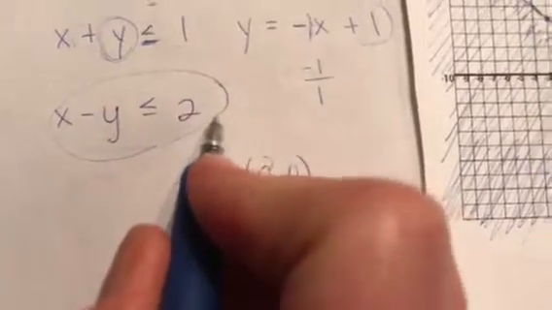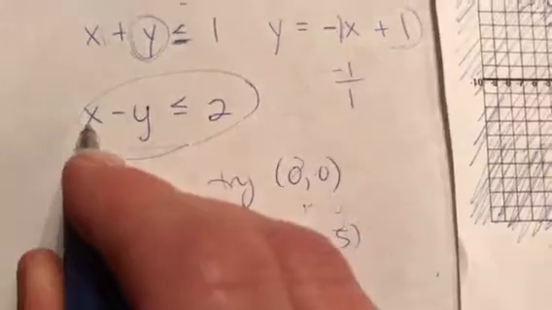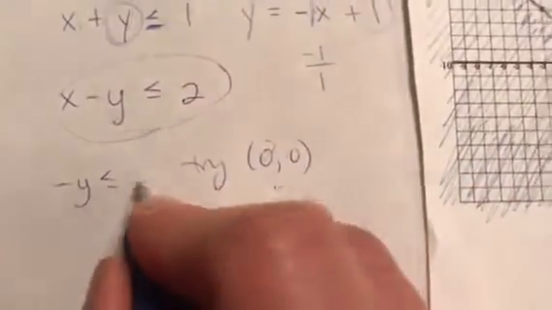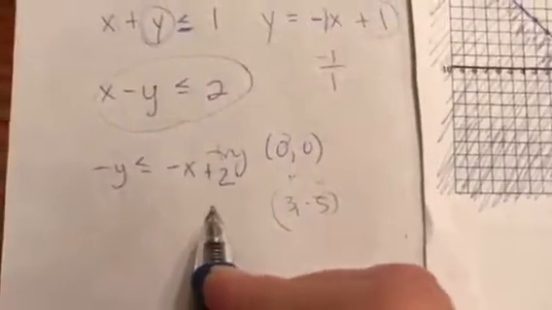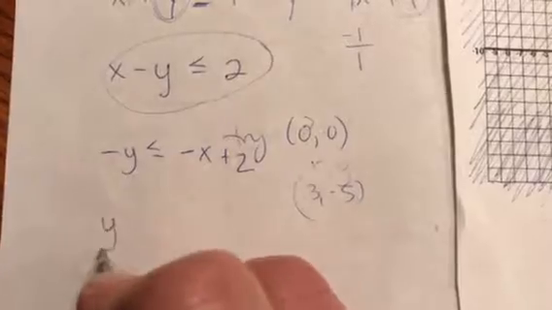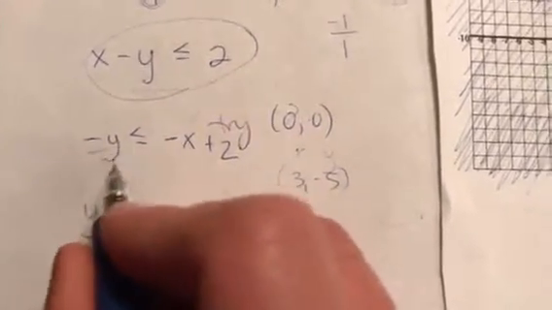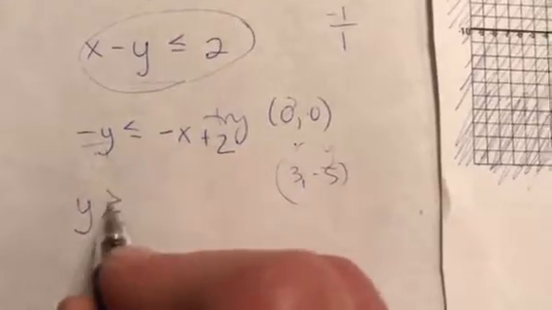So I could put it on this side, but I like to keep him over here. Since this x is positive, if I move him to the other side, he's negative. Okay, here's the problem: I don't want a negative y, I want a positive y. So basically what you're doing is dividing everything by -1. When you do that, you've got to flip your inequality sign.